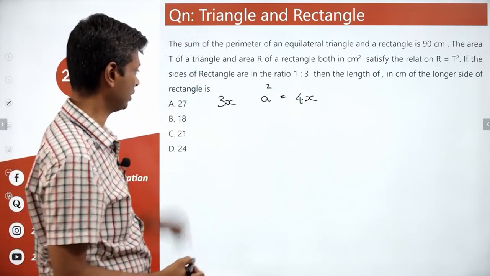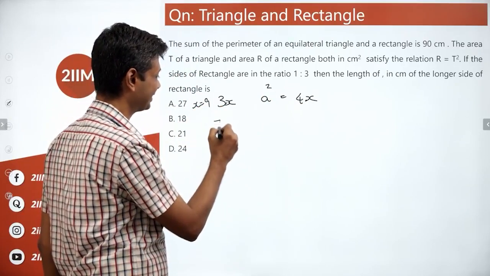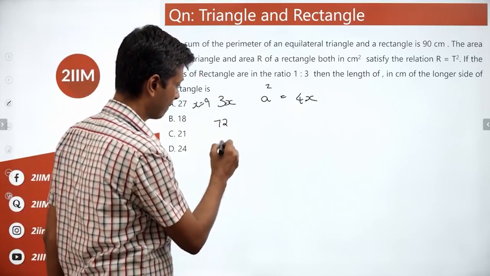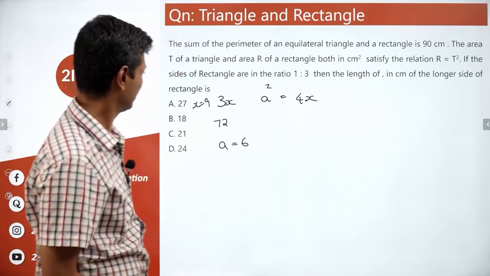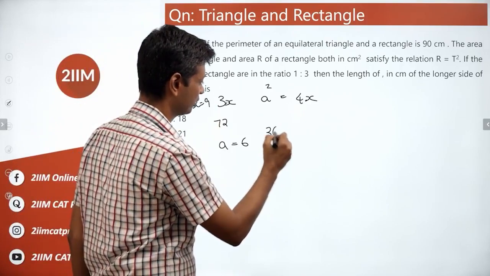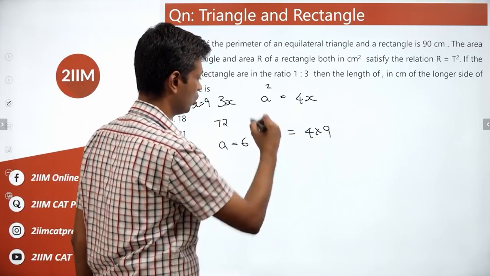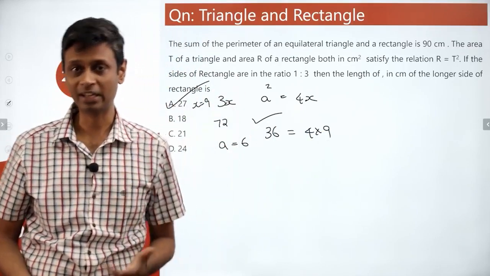If 3x were 27, then x would be 9. Then 8x is 72. The remaining, the side of the triangle, a, is 6. So x is 9, a is 6, a square is 36, 4 into 9 is 36. This works. After that point of time, we can slip into trial and error and then simplify.